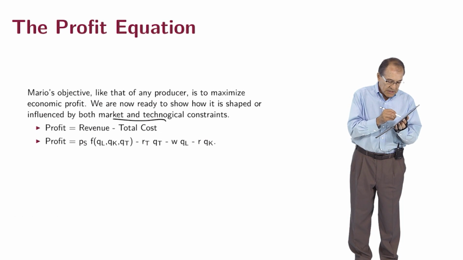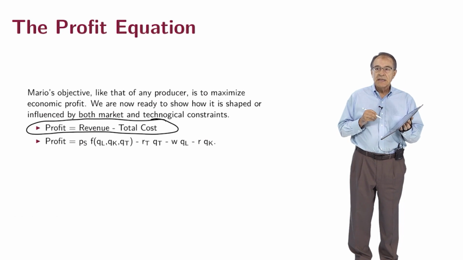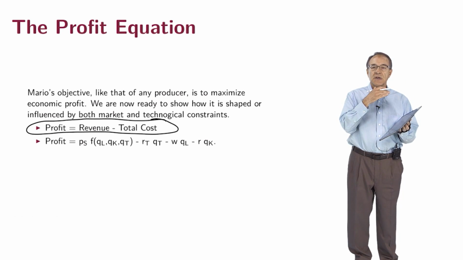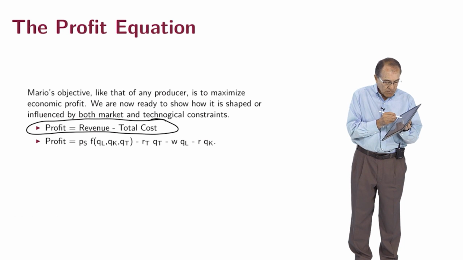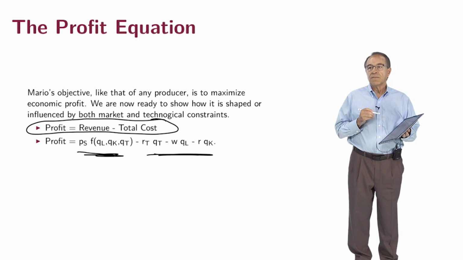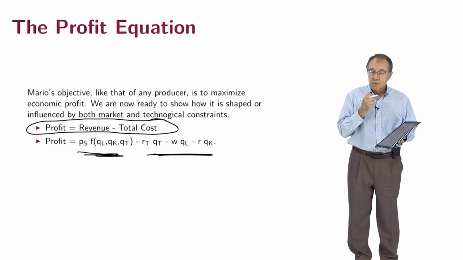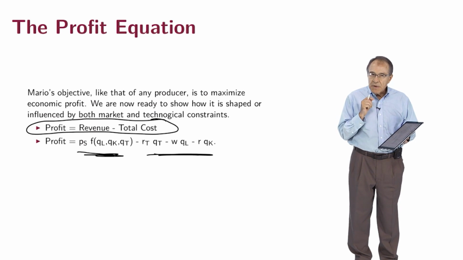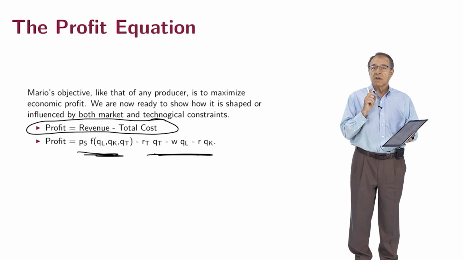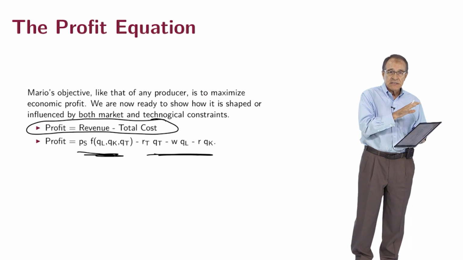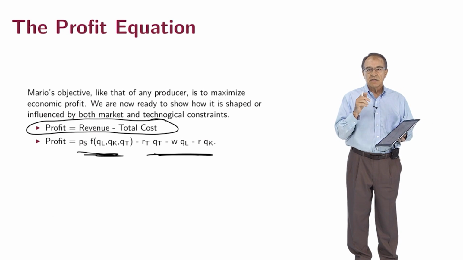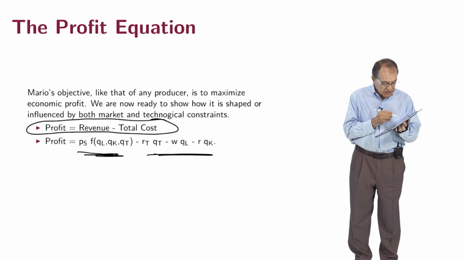Here is profit, written very generally. Now I've substituted in all the terms that I developed earlier. Here we have revenue, and here we have total cost. Now this way of writing the profit function is especially illuminating because it really underscores the way Mario must contend with constraints, both from the market side and also technological. So let's look at the market constraints.